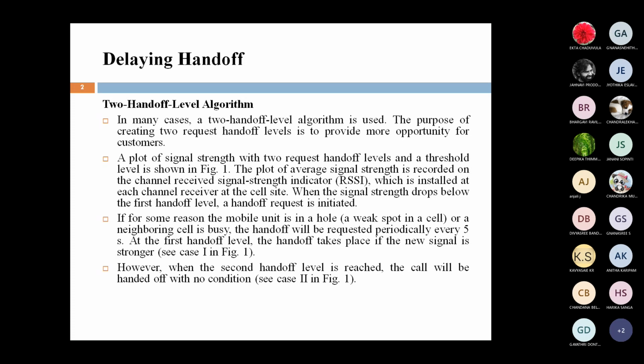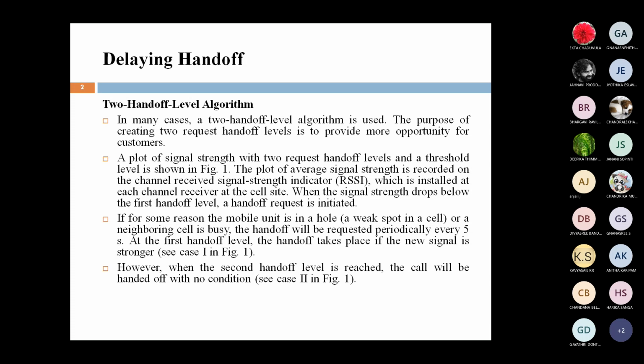However, it is not only the distance. In some spots within the cell, we get a very weak signal, especially in urban areas or hill areas. At that time the base station is nearby, but we do not receive the signal. That is called a weak spot, or a gap. At that time also, the handoff can be raised. If the first level handoff is initiated but no new channel is allocated to the particular mobile unit, then the second handoff is requested. Only after the second request is the new channel allocated. That is called the two-level handoff algorithm, or delaying handoff.